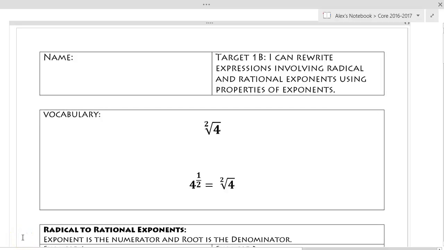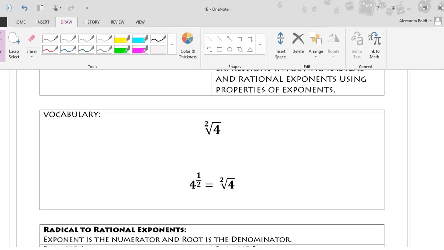Welcome back, guys. Today we'll get 1B. Target 1B says I can rewrite expressions involving radical and rational exponents using properties of exponents. So we're still dealing a lot with our exponents. Before we get started, we do have some vocabulary to go over.